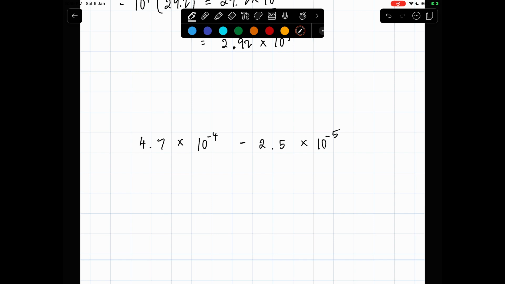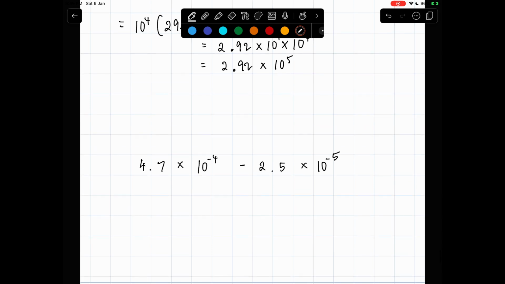So what we're going to do here is the exact same thing. We're going to factorize the smaller number. So 10 to the power of negative 4 and negative 5. Which one is smaller? Negative 4, negative 5.